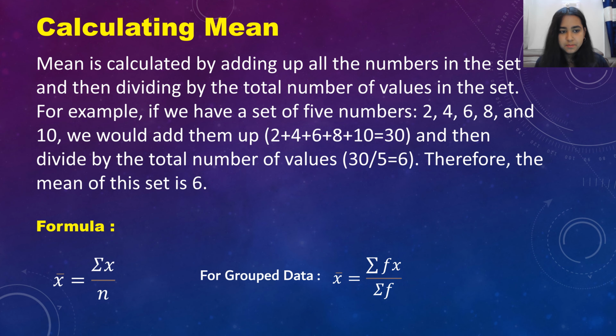How to calculate mean? Mean is calculated by adding up all the numbers in the set and dividing by the total number of values in the set. For example, if we have a set of 5 numbers: 2, 4, 6, 8 and 10, we would add them up and then divide by the total number of values. By adding all these numbers we get 30, and the total numbers present here are 5, so 30 divided by 5 will be 6. Therefore the mean of this set is 6. This is the formula.